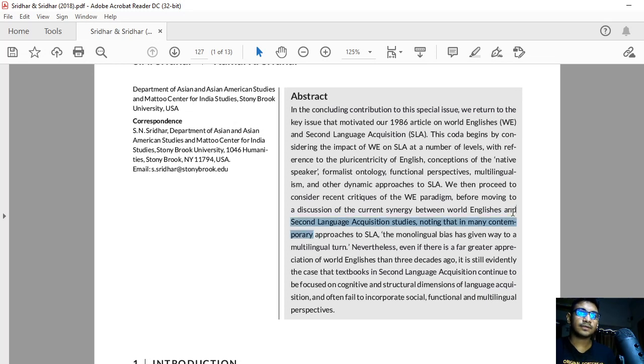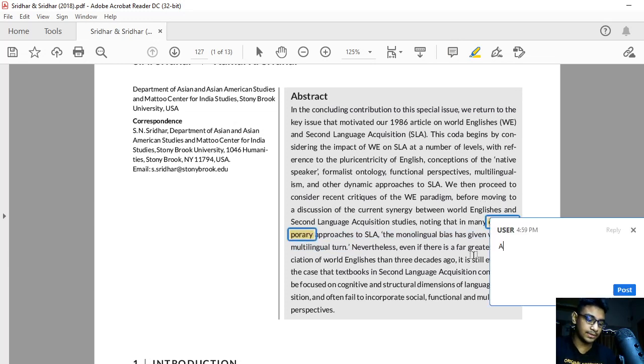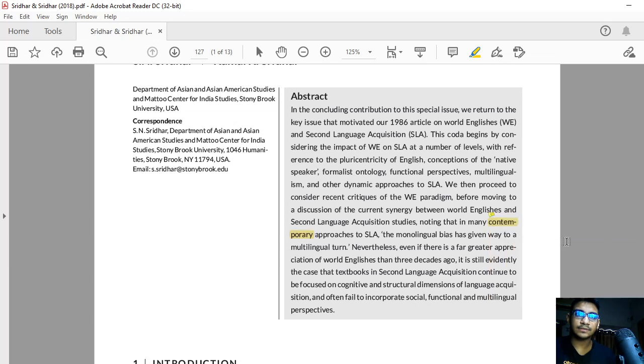So let me actually take a note of that. Contemporary: at the time of the thing discussed. So it's not a very good definition, but it makes sense.